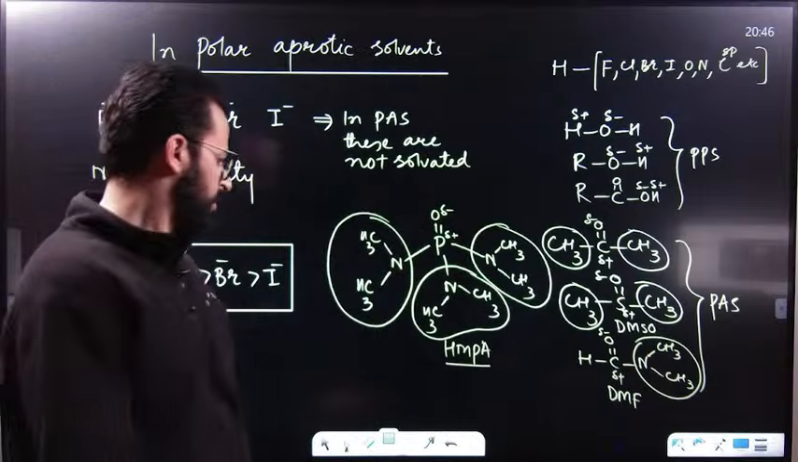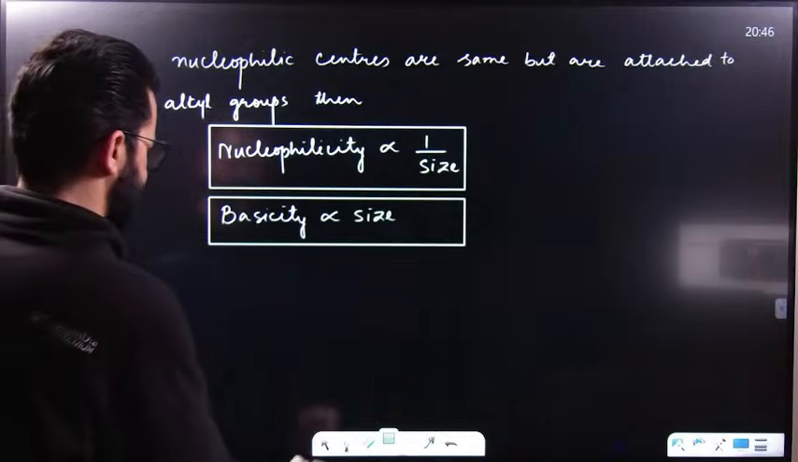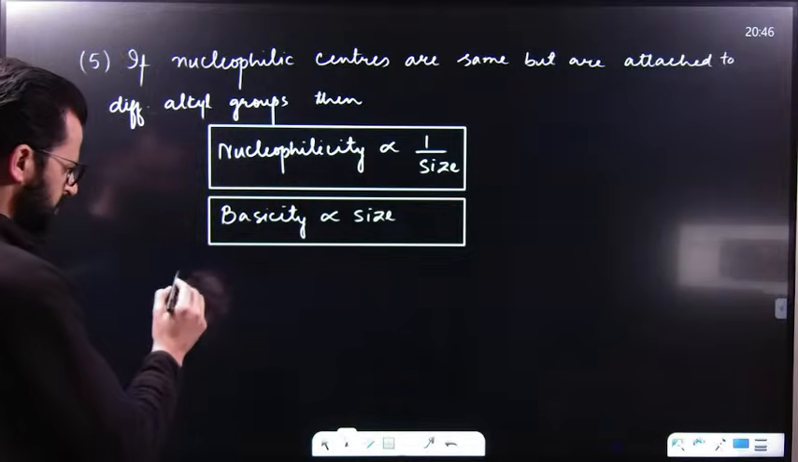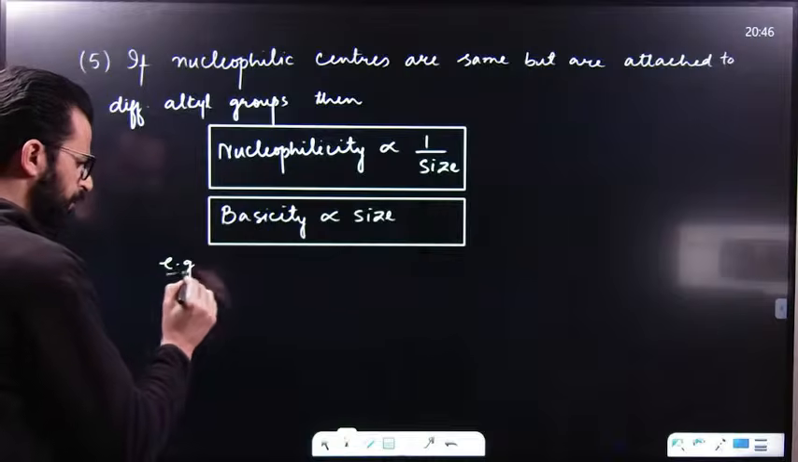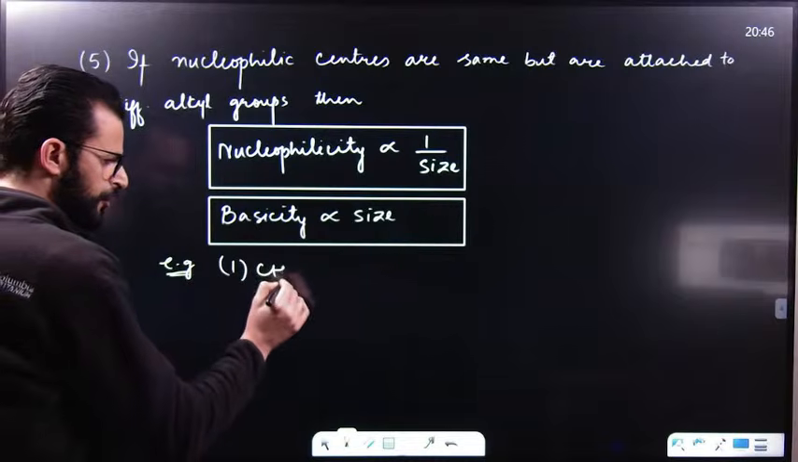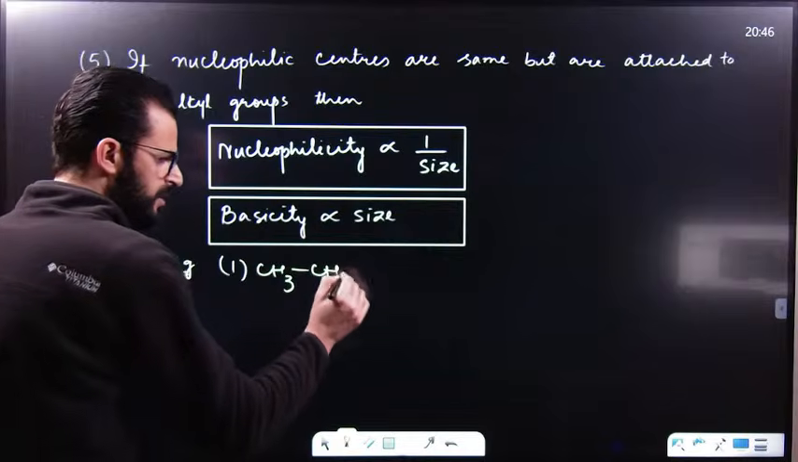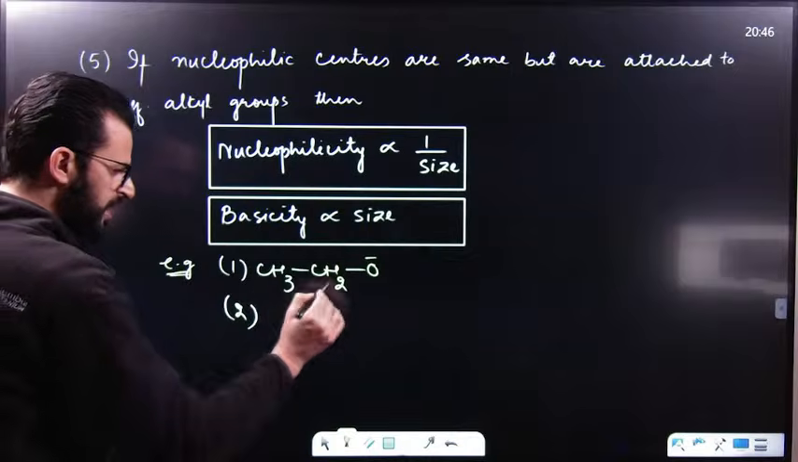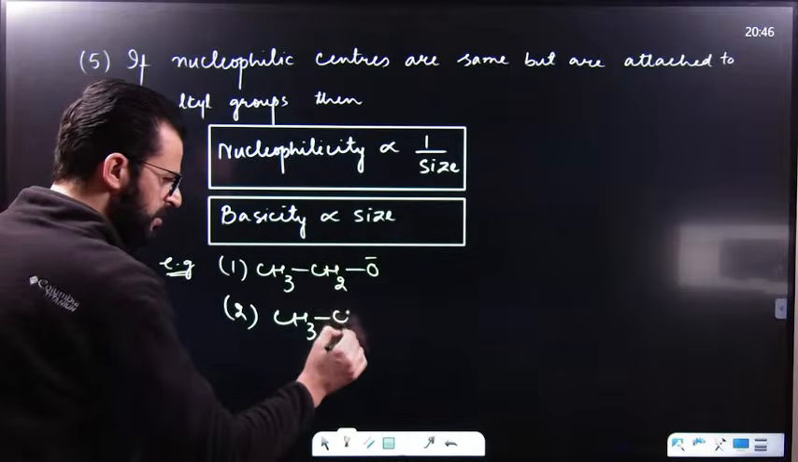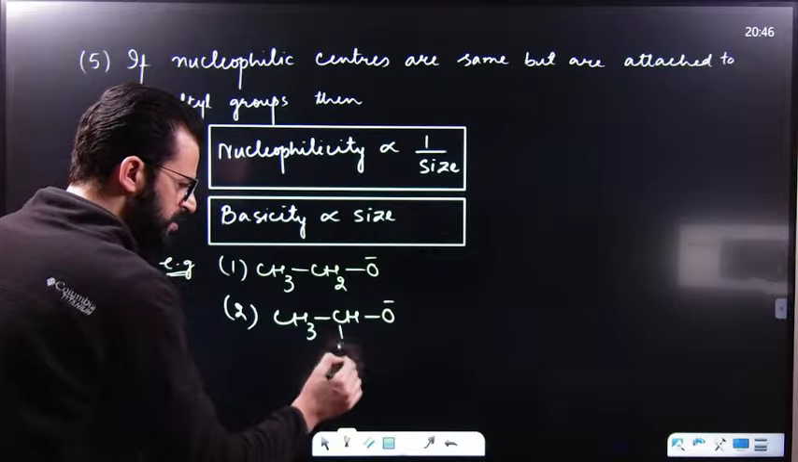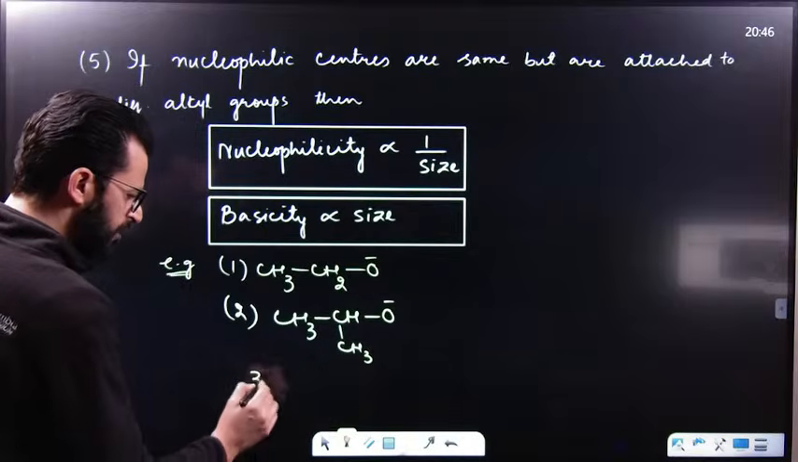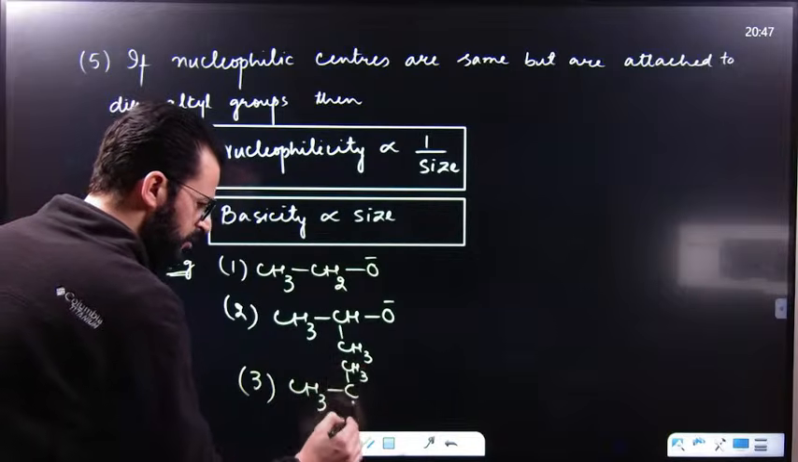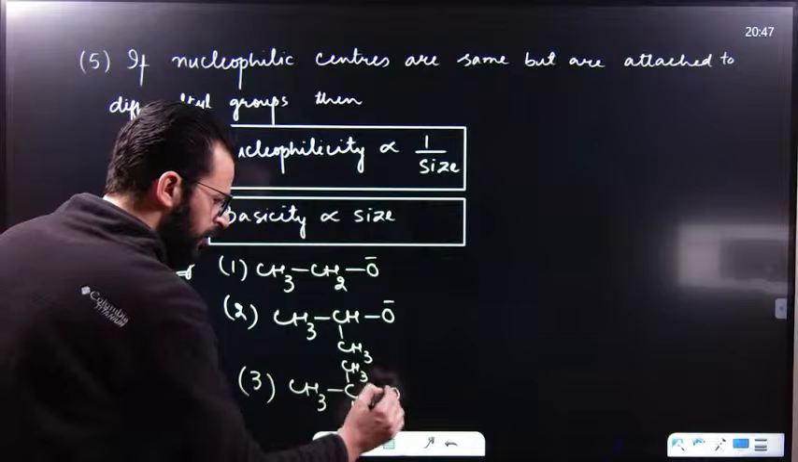Now, another point is like this. If nucleophilic centers are same, have a look at the example, but these are attached to different alkyl groups. Nucleophilic center is O, it's attached to ethyl. Now, nucleophilic center is O, but it's attached to this isopropyl group. After that, nucleophilic center is same, once again O having a negative charge, but now it is attached to tertiary butyl group.